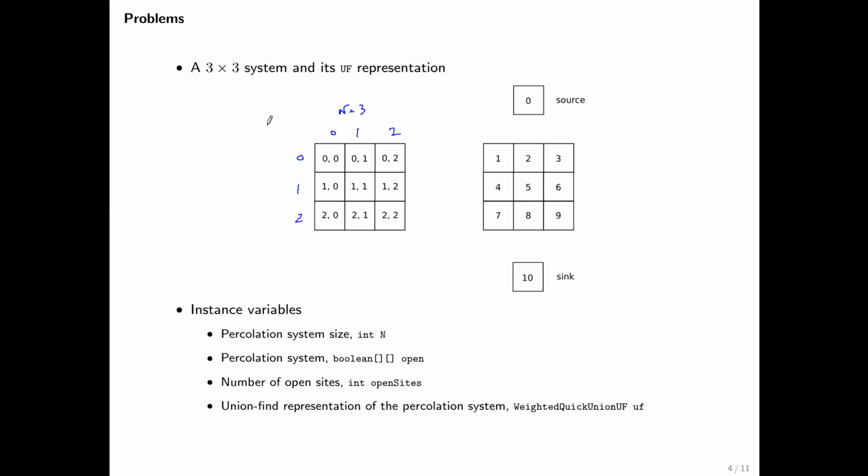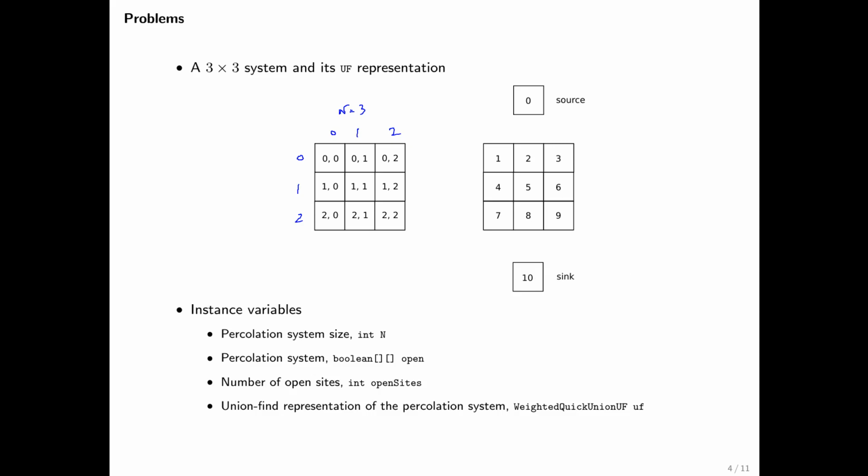So a cell here maps to a site ID here. So 0, 0 is mapped to 1, 0, 1 is mapped to 2, 1, 0 is mapped to 4, and 2, 0 is mapped to 7, and finally 2, 2 is mapped to 9. Okay, so that's the correspondence between a cell in the percolation system and a site in the union find data structure. And here are the 2 virtual sites. So you have the source with the ID 0 and the sink with the ID 10, for this 3x3 system. And again, notice that the source and sink are only part of the union find data structure. They're not part of the percolation system itself.